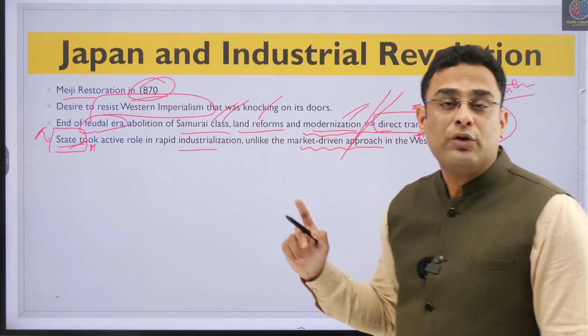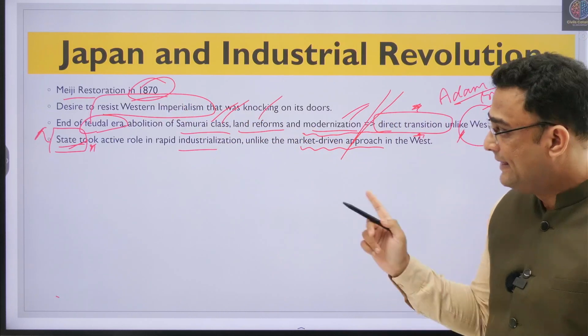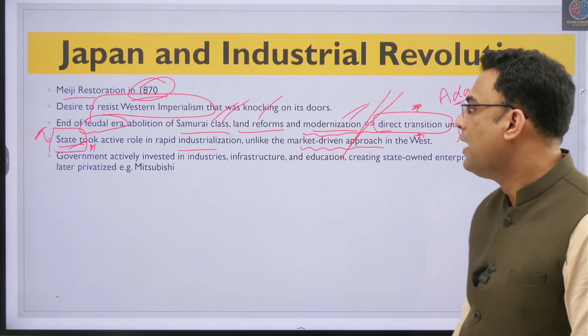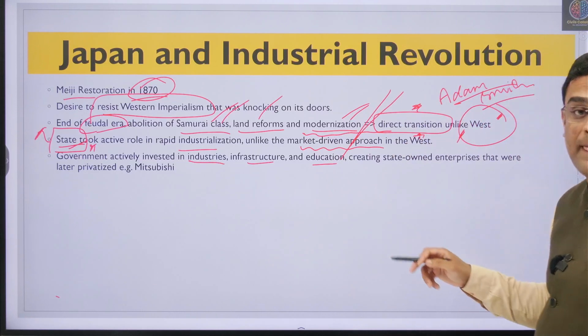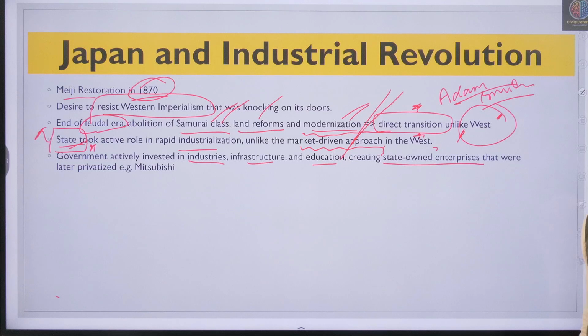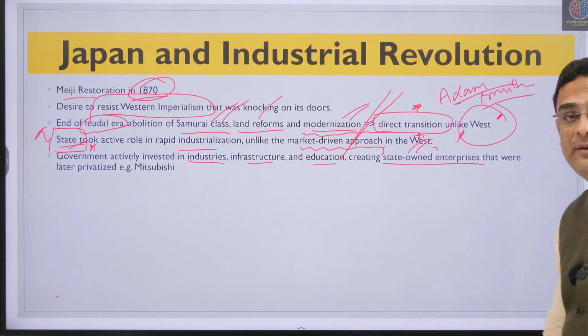quickly. Otherwise, like China, our condition is also going to get bad. We need to change rapidly, and that is why we see the state taking very active steps. Okay, the government invested in industries, infrastructure, education, and created state owned enterprises. Later they were privatized, but initially they began as state owned enterprises.